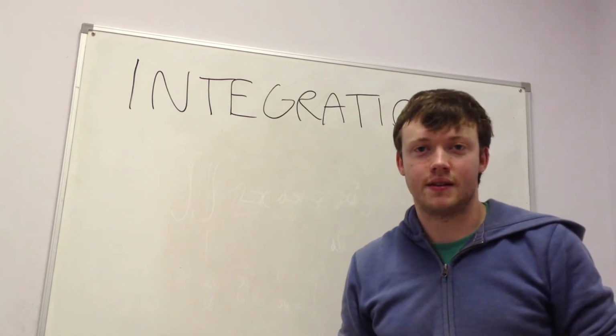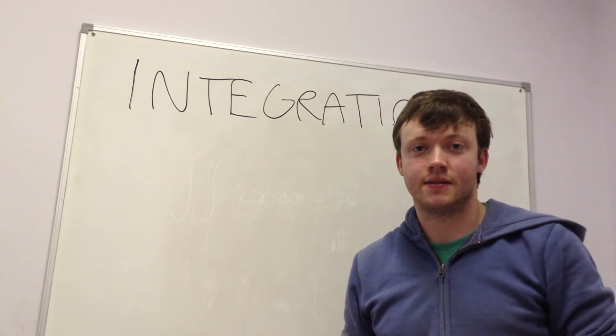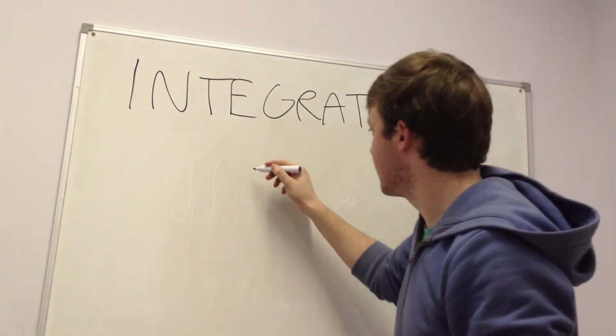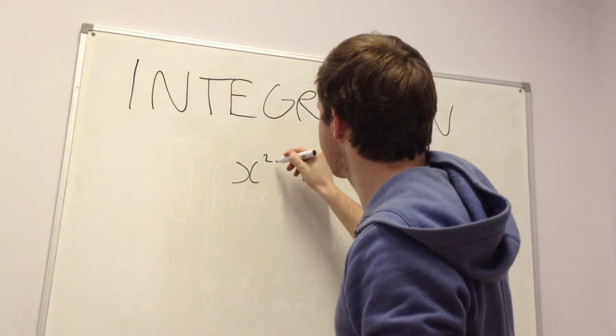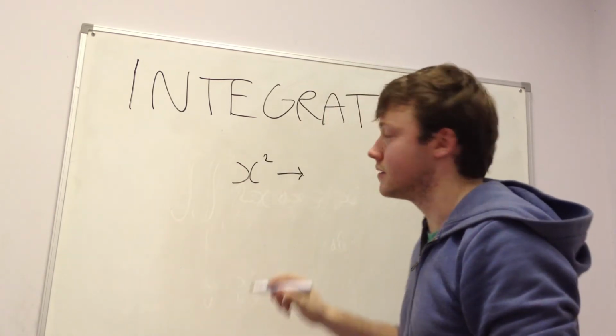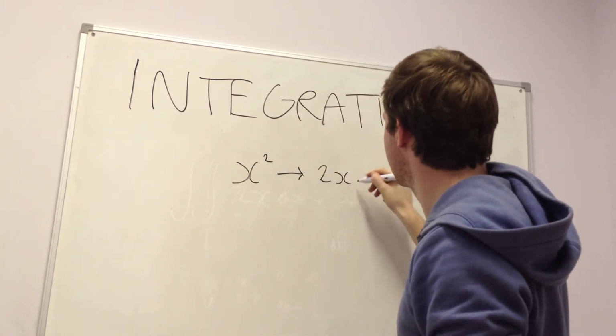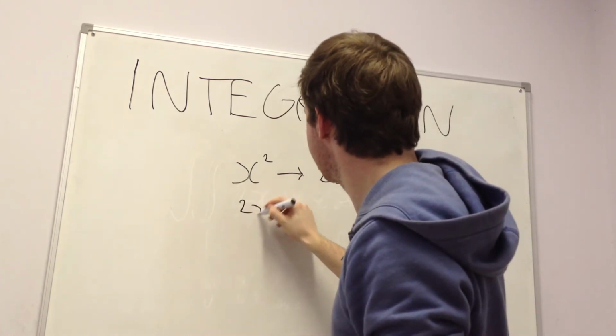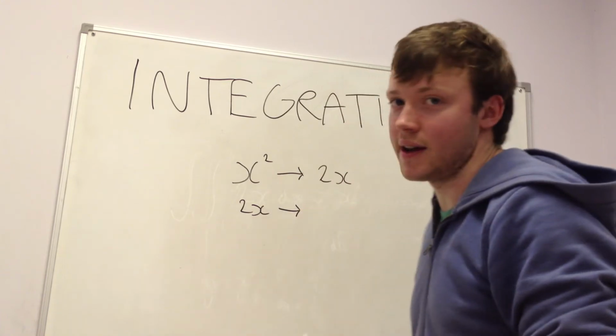Welcome to the video on integration. Integration is a reverse process of differentiation. This can be shown by differentiating x squared, which just goes to 2x. And then by definition, if it's the reverse process, then 2x should integrate to x squared.